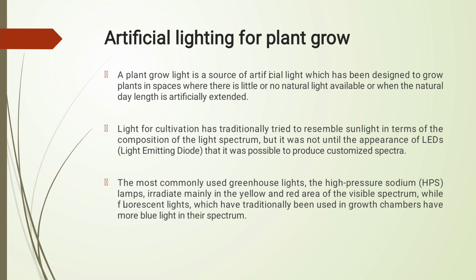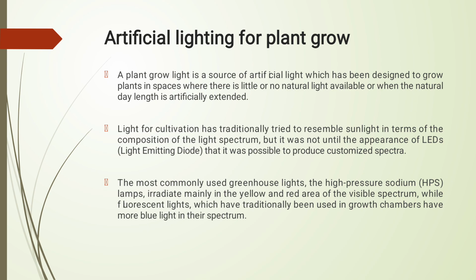Next, artificial lighting for plant growth. A plant grow light is a source of artificial light which has been designed to grow plants in spaces where there is little or no natural light available, or when the natural day length is artificially extended. That is, plants grow in artificial light designed to grow the plant, where no natural light or natural day is available.